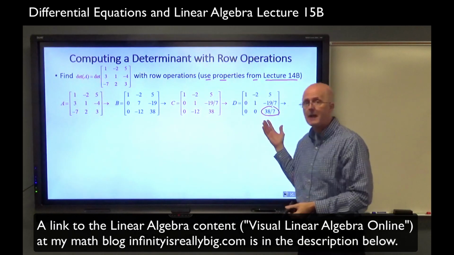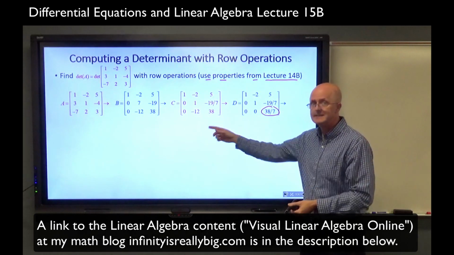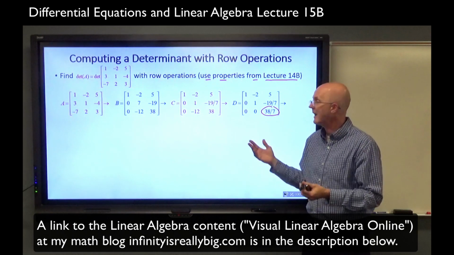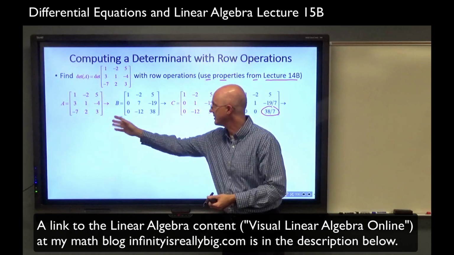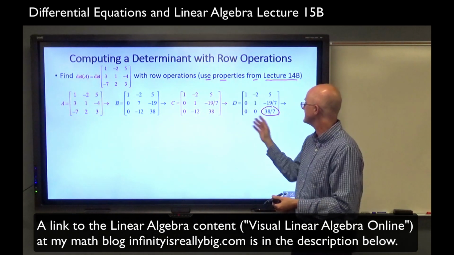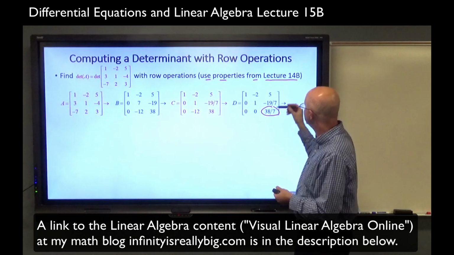That was a row replacement operation. The determinant of these two matrices, C and D, is the same. And they are both 1/7 the determinant of these two. Again, said another way, the determinant of these two is 7 times the determinant of these two. But this one is upper triangular.